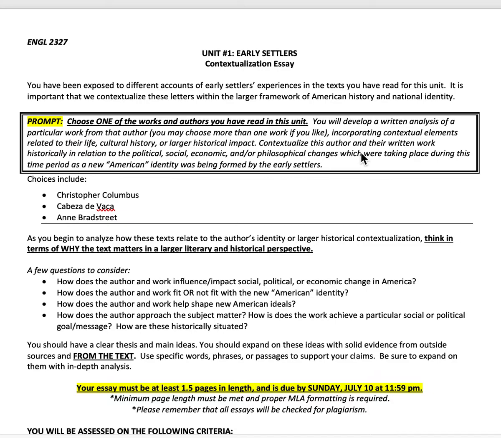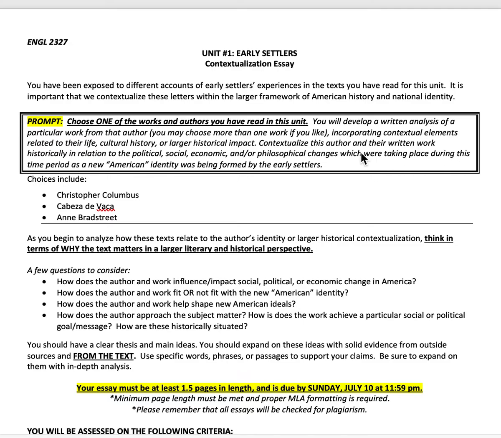Things like that. As you start to think about this, think about why the text matters in terms of the larger perspective. Why does it matter that we read Columbus's letters and how he talks about the native people, or how he talks about, I don't know, himself? Same thing with De Vaca. How does he talk about the Christian entity? How does he talk about the natives? And for Bradstreet, why is it important that we understand the familial and social structures, especially from a very unique perspective for this time period, for her as the first female transatlantic author?